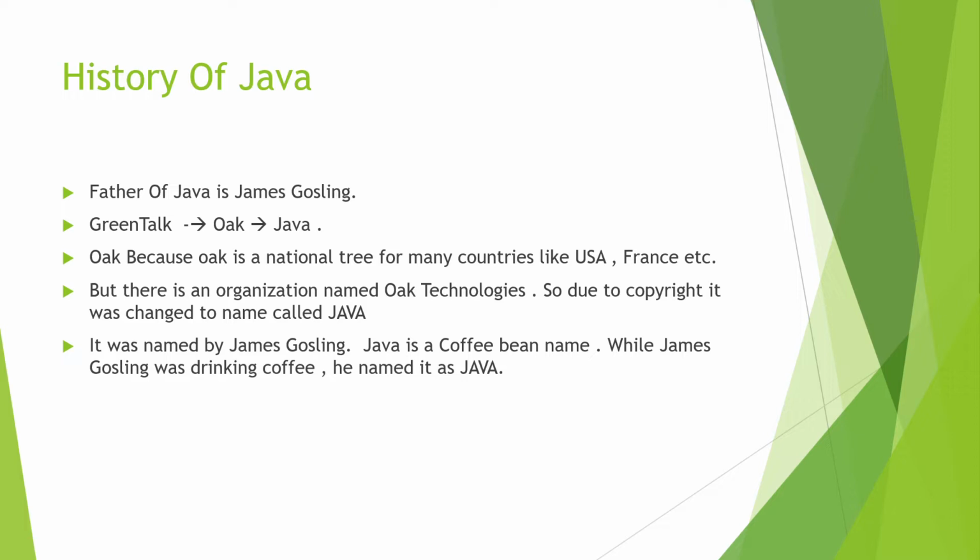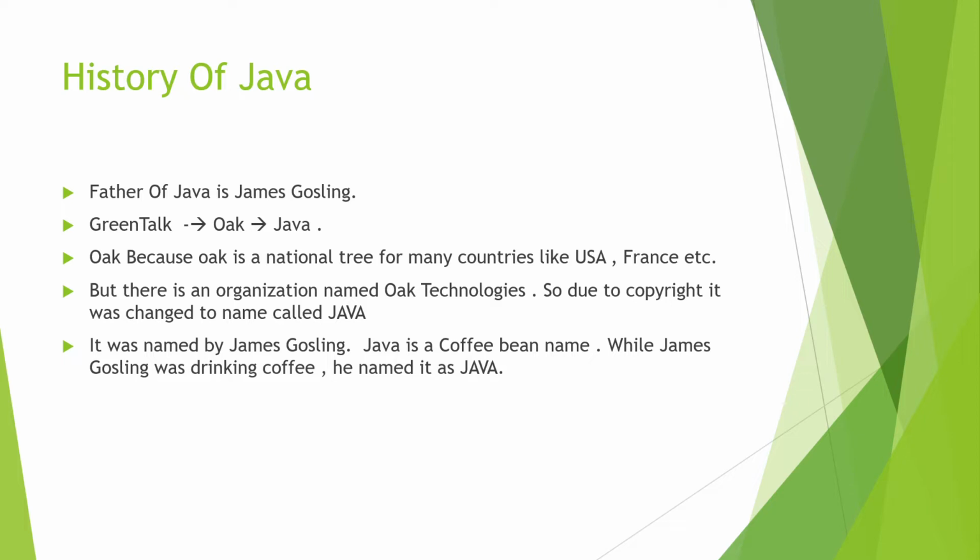So initially Java was named Green Talk actually, but later due to some issues it was changed to a name called Oak. Oak is a national tree for many countries like USA and France because it is popular enough, so they named it Oak. But later they came to know that there is an organization named Oak Technologies, so due to copyright issues they changed it to Java.